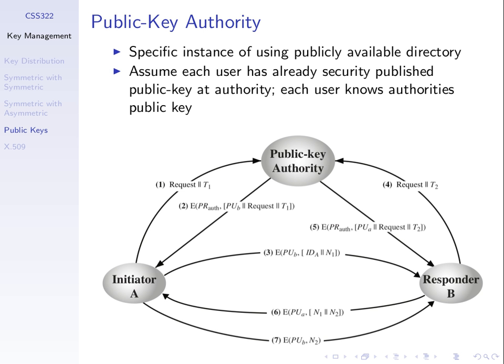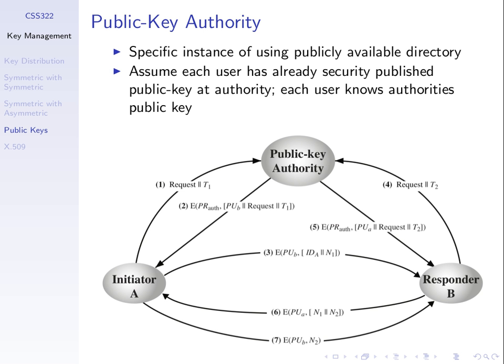Here are the steps. First step: user A wants to communicate with B, so they start this process. They send a message to the authority saying, I want to request a public key of B. Although it's not shown here, the request would say whose public key they want. So the request would say, I'm user A and I want B's public key. The authority has B's public key stored in its database from the previous exchange.